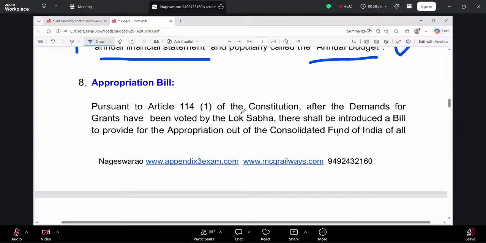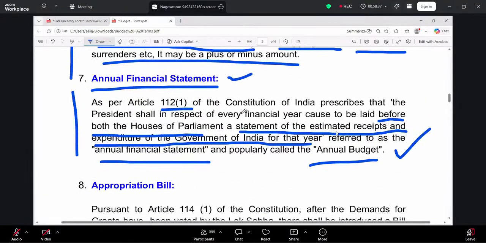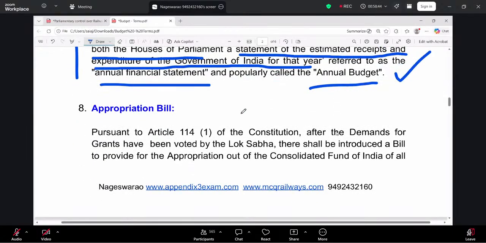And appropriation bill. Just being voted by the Parliament is not sufficient. To draw the money from the Consolidated Fund of India, again the government has to move one bill, the appropriation bill, to the Parliament. After passing of the appropriation bill only, the railways or any other government department is authorized to incur the expenditure from the Consolidated Fund of India. So this is very important, appropriation bill.